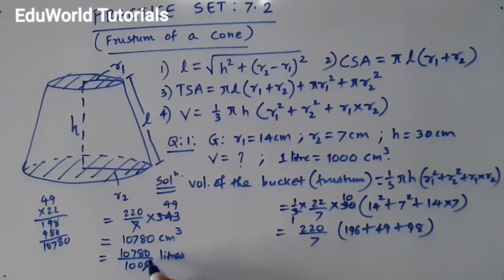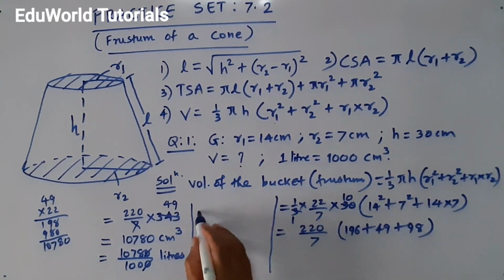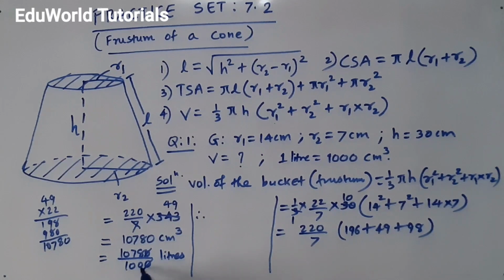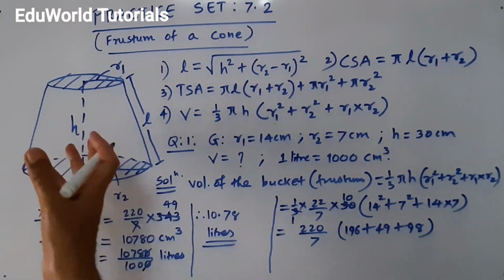Understand? So this 0 and this 0 will cancel, and finally I will get 1078 upon 100. If I use these two zeros, the decimal point will shift 2 places ahead. So 10.78 liters. This is the capacity of the bucket. The bucket can hold 10.78 liters of water. Very simple sum. This frustum is inverted, we get a bucket.